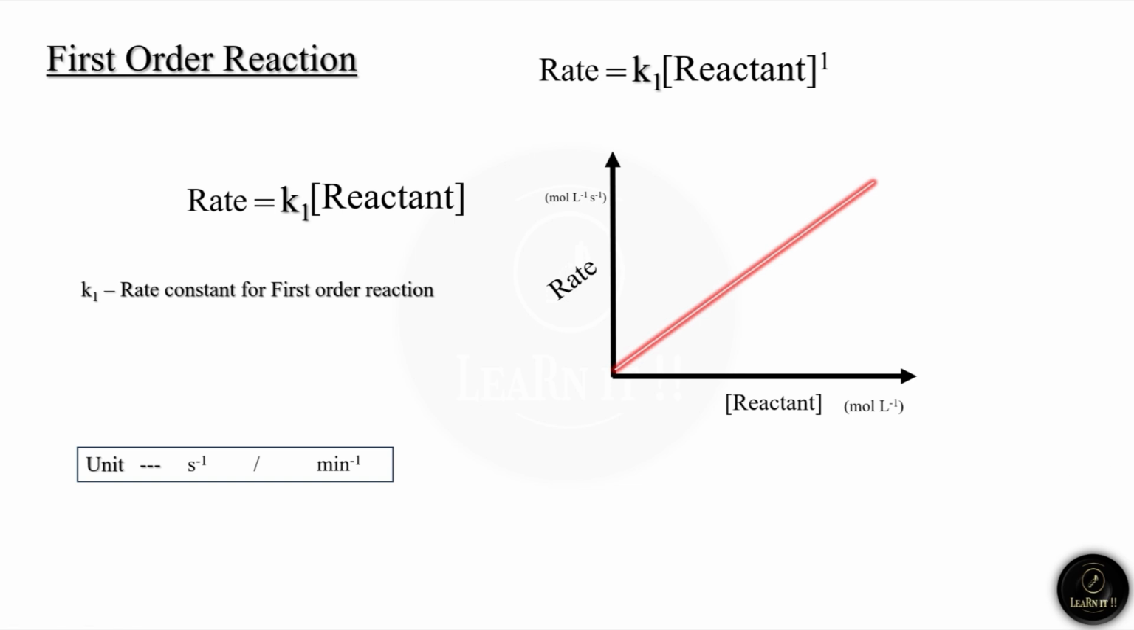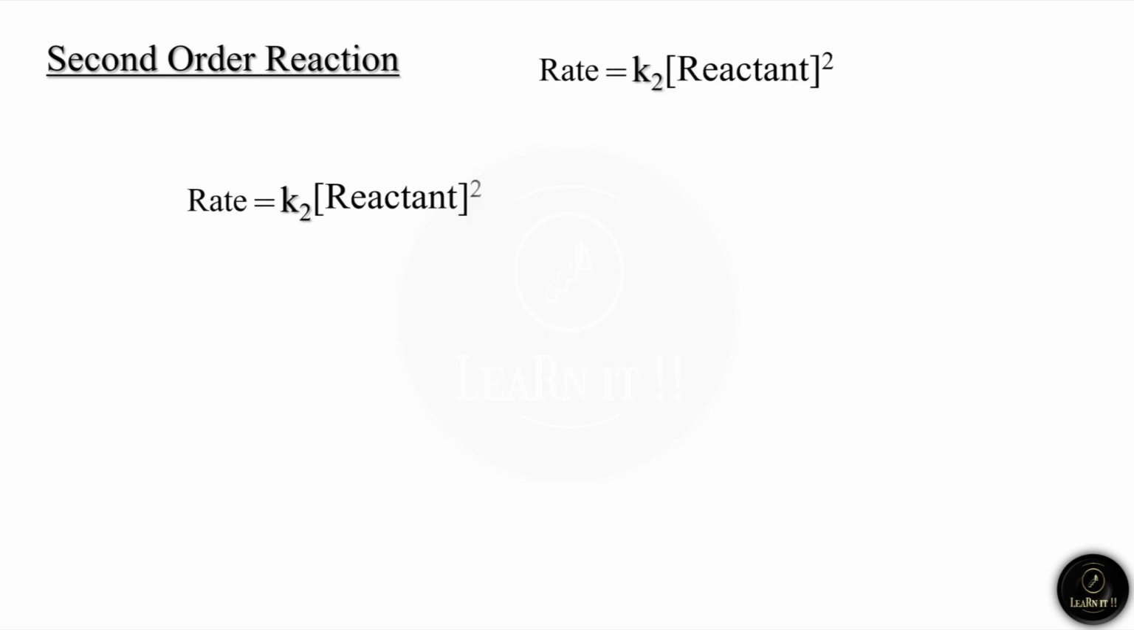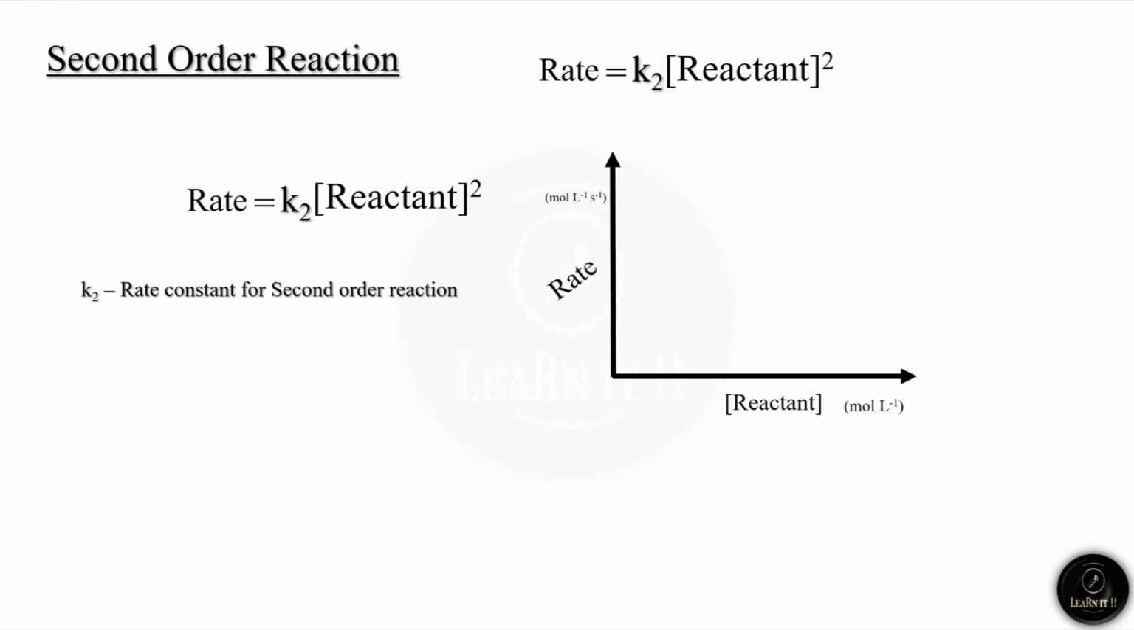So let's look at second order reaction now. We know that rate is equal to K2 into concentration of the reactant squared. So K2 refers to the rate constant for second order reaction. If we plot a graph of rate versus concentration of the reactant, we get a curve which is equal to a y equals x squared curve.